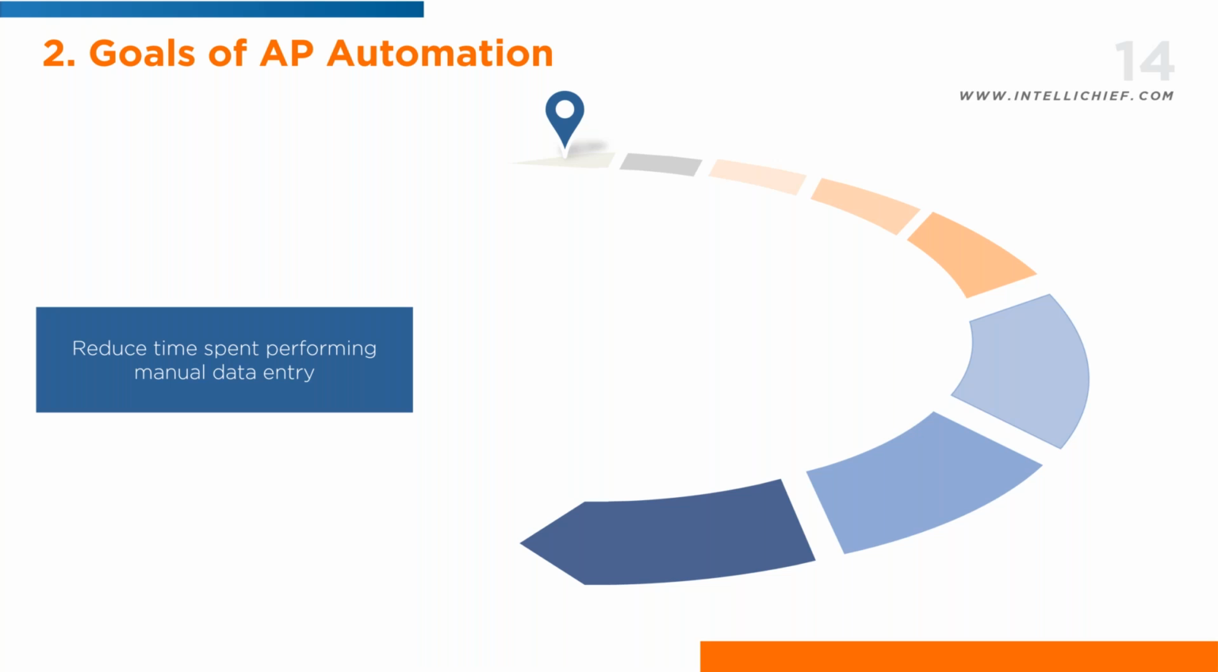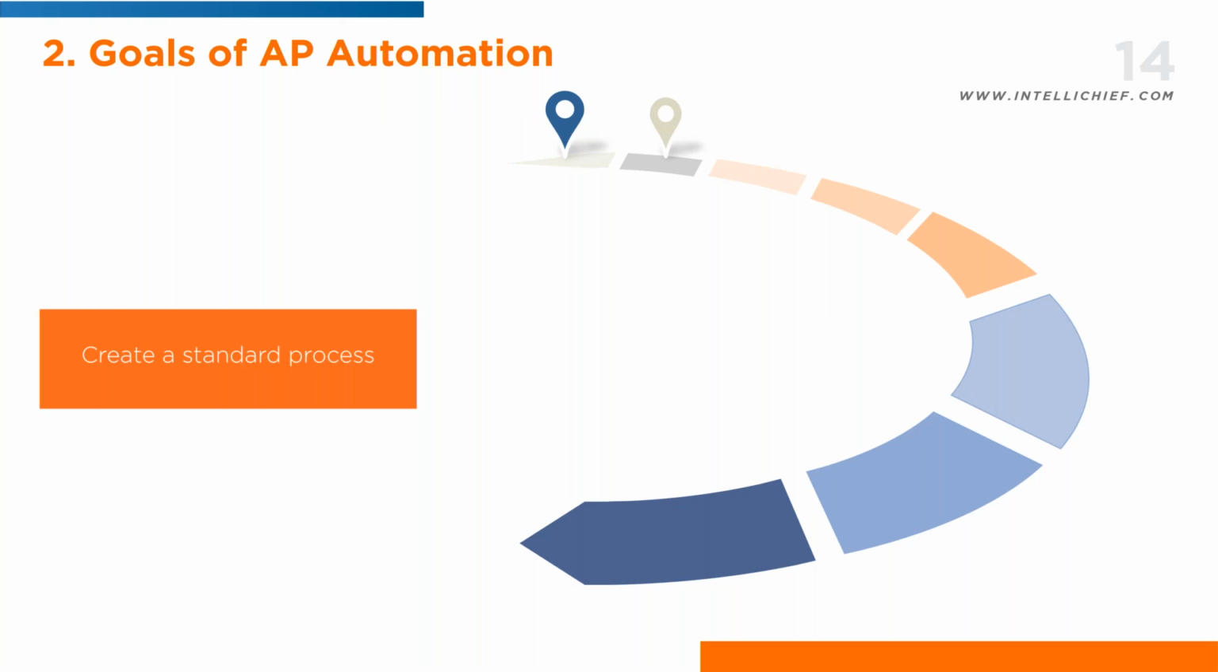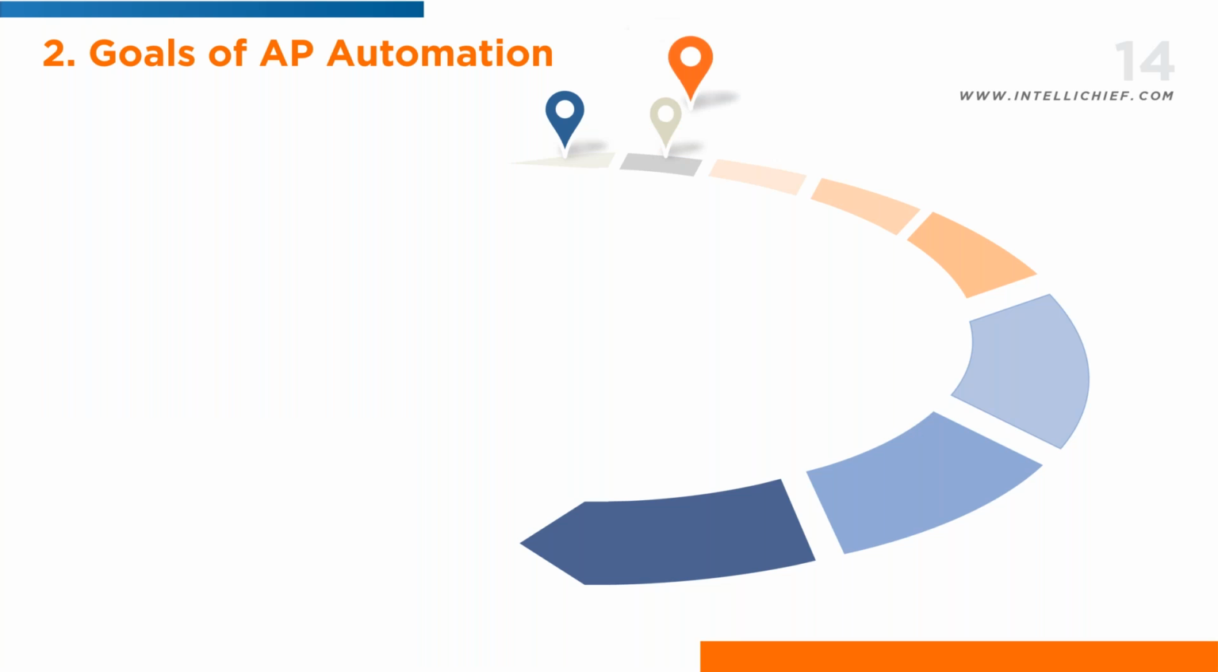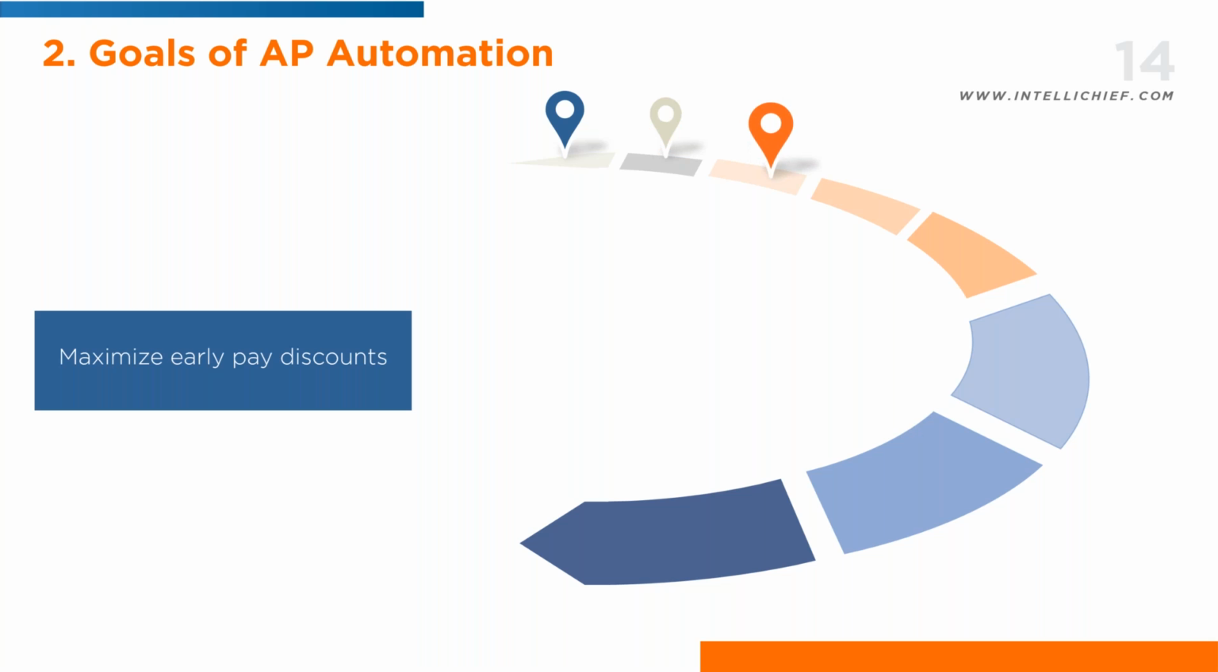So one of our goals, again, examples, right? Reduce time spent performing manual data entry. Okay, I'm going to reduce that by 50% because 50 or 90% of my stuff matches. I want to create a standardized process. I'm going to maximize my early pay discounts. This should seem obvious because we just identified what the problem was, and the problem was I wasn't taking any early pay discount. Well, as a result of this AP automation project, I need to take those, and I'm going to take 90% of the ones that I have the ability to do.